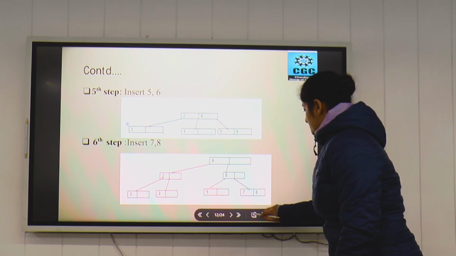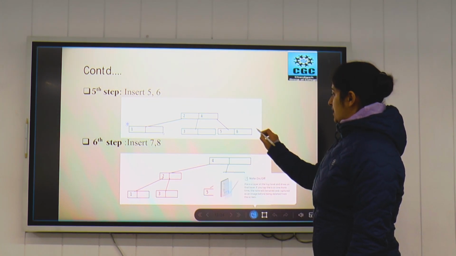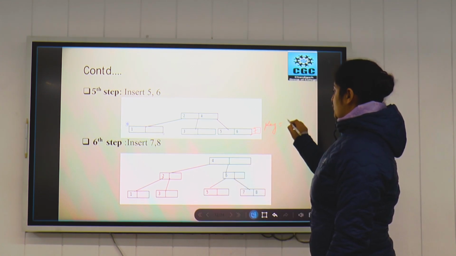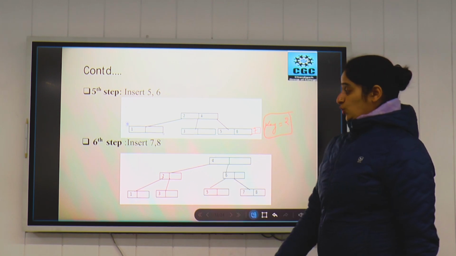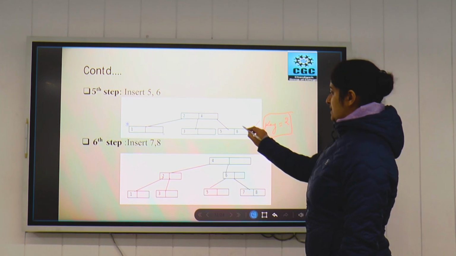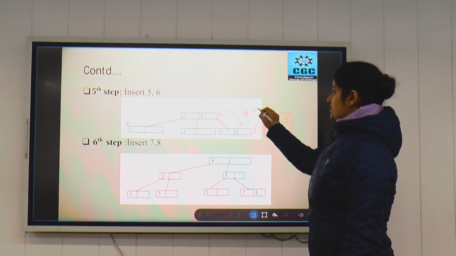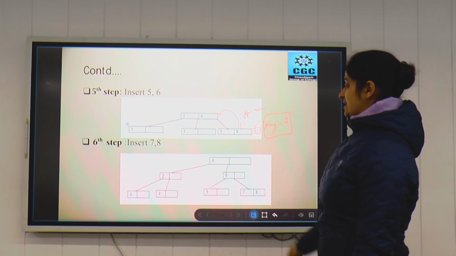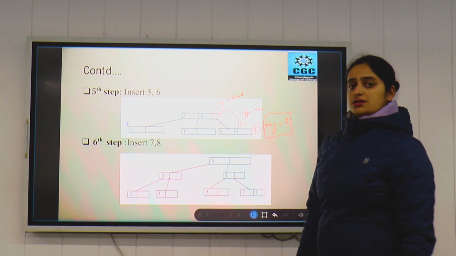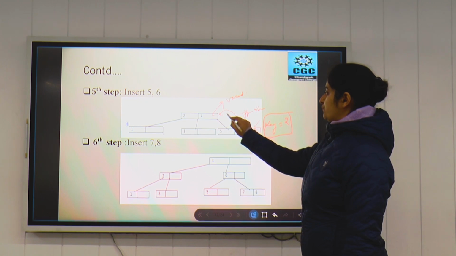When I have to perform the splitting, what happens? When the 7 becomes part of this node, we know that only 2 keys are supported. So how can I make the balance here? This is obvious. The middle element is going to be moved to the upper side. When the upper side movement takes place, again we have to search for the location. Is there any vacant space or not? Yes, there is no vacant space. So what is going to happen? Again, 6 from here is going to be moved to this side.